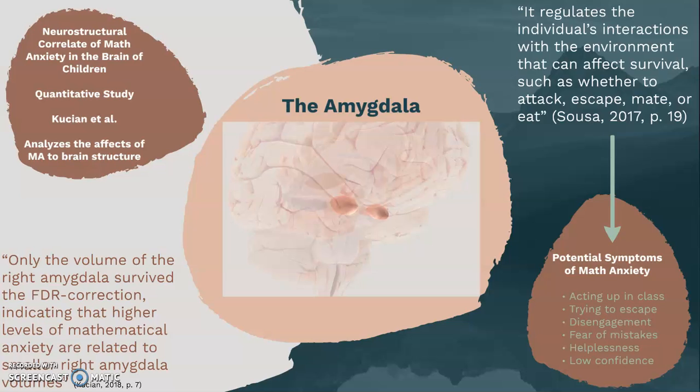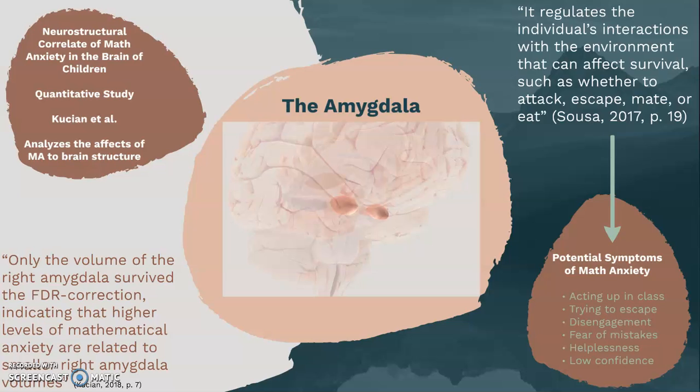After researching about math anxiety and how it affects the limbic system, I found a quantitative study by Kushin et al. that analyzes the effects of math anxiety on brain structure. In the end, only the volume of the right amygdala survived the FDR correction, indicating that higher levels of math anxiety are related to a smaller right amygdala volume.